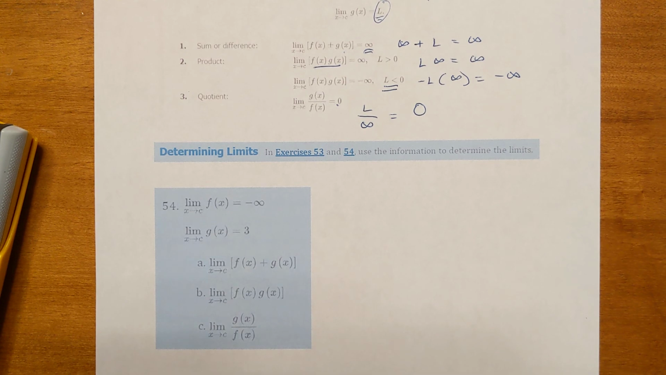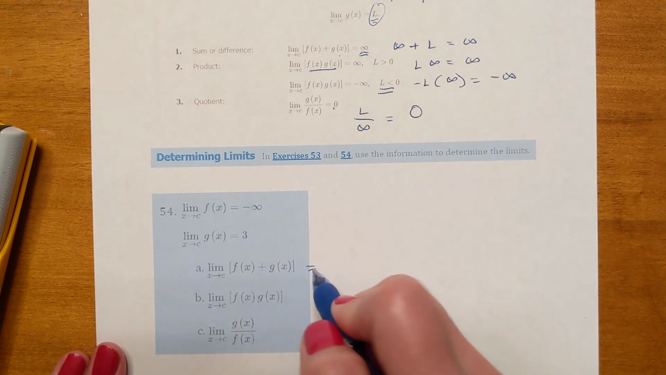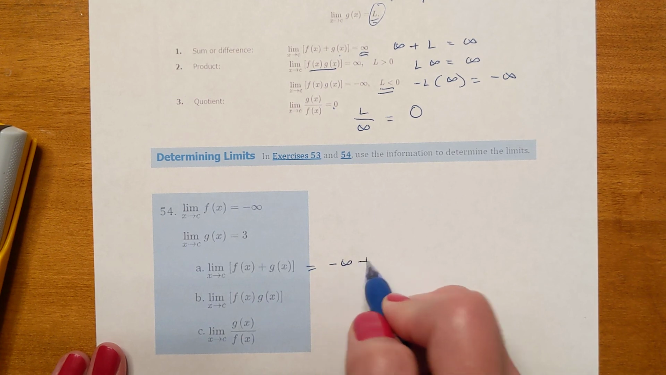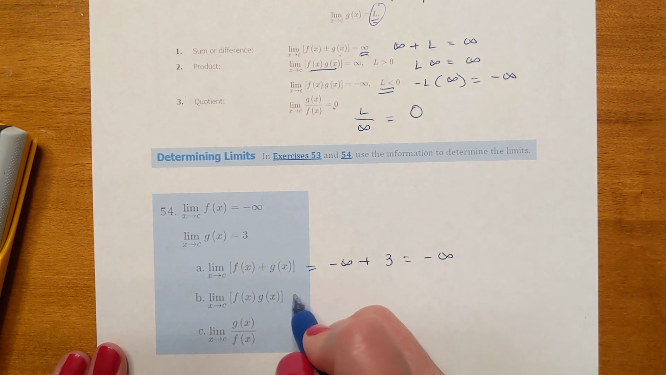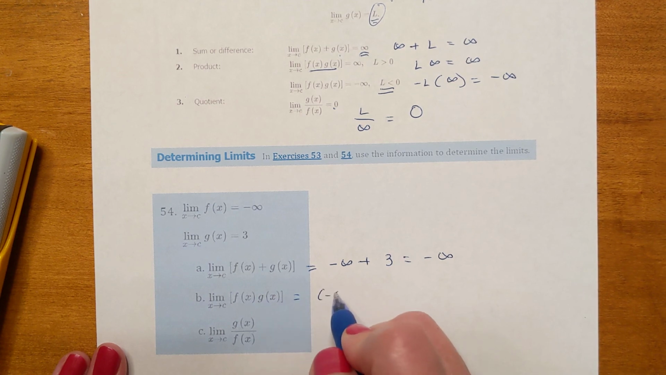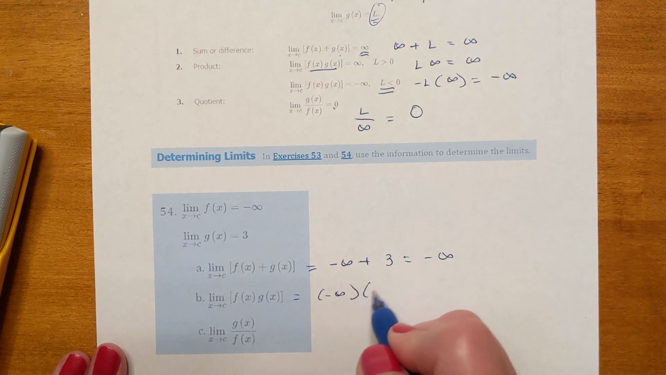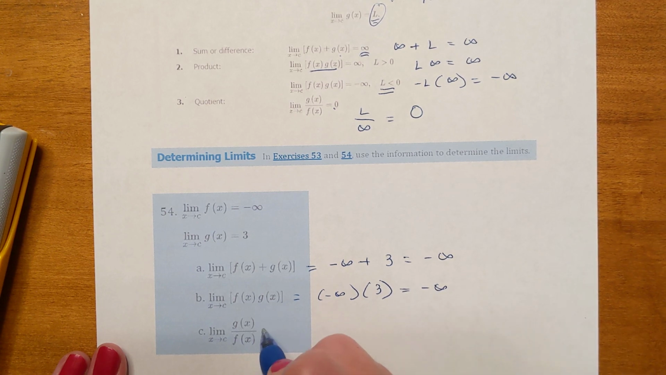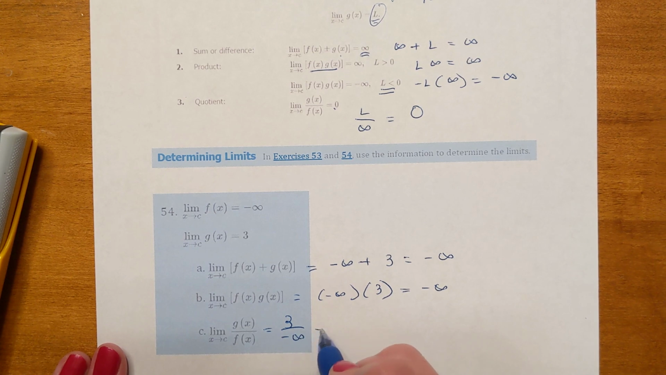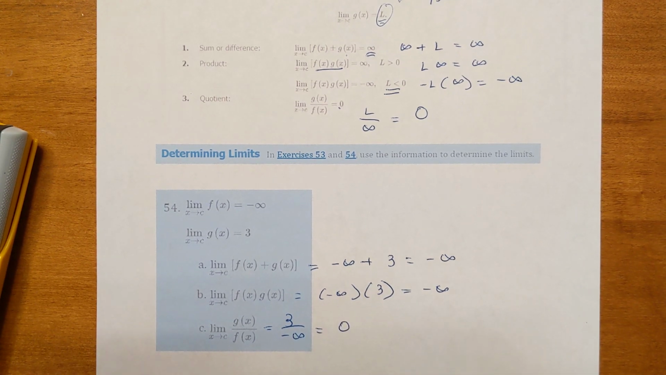So down here, we have f, which is negative infinity, plus g, which is the number 3. Well, heck, that's going to be negative infinity still. And then f, negative infinity, times g, which is positive 3. That's still negative infinity. And then g, which is 3, over f, which is negative infinity, that's 0. There's no negative 0, so it's just 0.